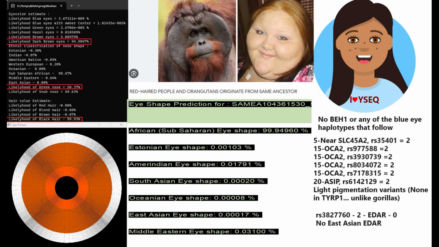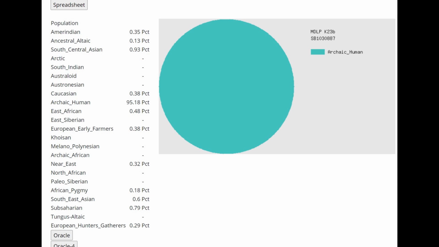And she actually does have some light color variants in SLC24, SLC45A2, OCA2, and ASIP. But what's interesting is she doesn't have any light color variants in TYRP1, unlike gorillas and chimpanzees who do have some light color variants in TYRP1. And this orangutan also does not have East Asian EDAR, so if this was a human, you would say no East Asian facial traits, but she's a female, and female orangutans look pretty different from male ones. The biggest difference is the lack of the incredible cheekbones, but I would say that male orangutans actually do kind of look East Asian. This is what she scores with MZLPK23B.